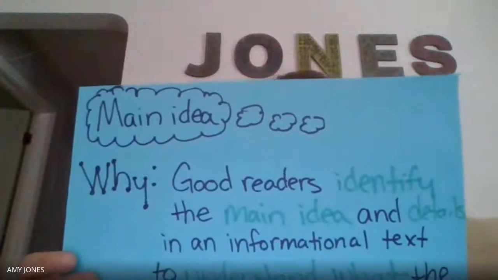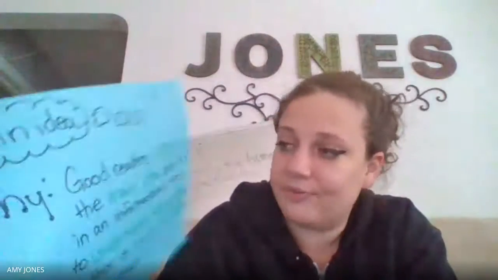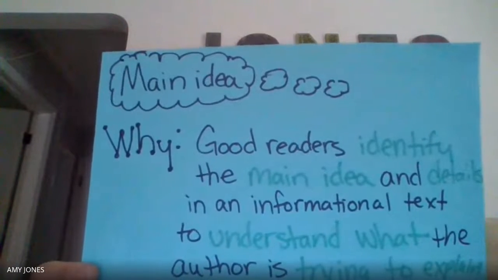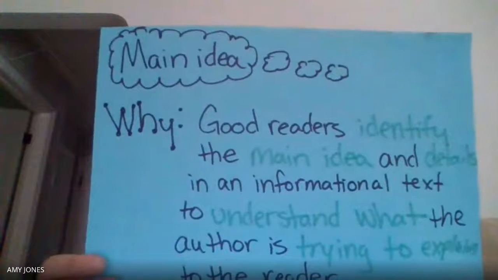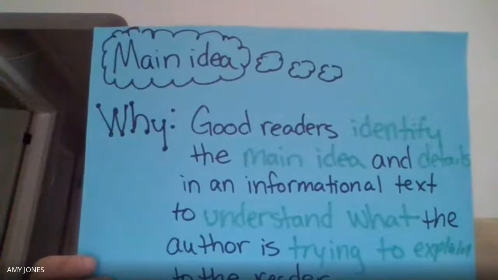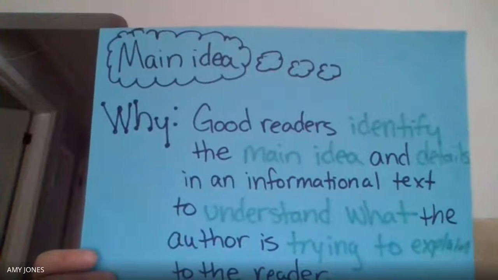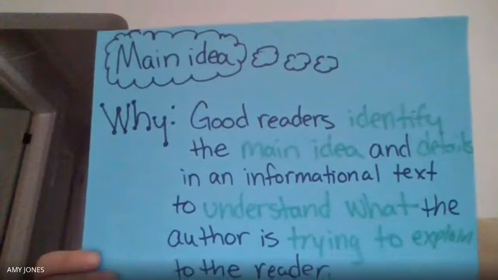Why on earth do we do this? Good readers identify the main idea and details in an informational text to understand what the author is trying to explain to the readers. That's what we're going to be doing. We're going to be checking for what this is about and what details we have to support that main idea.